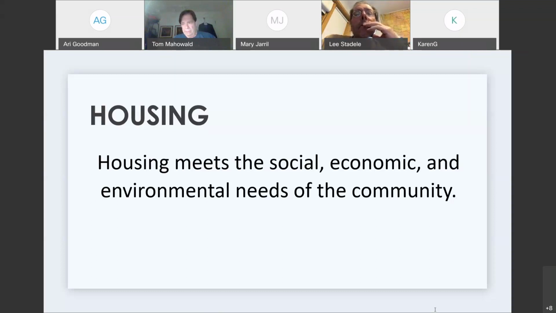Okay, does anybody else want to weigh in on this statement, or are we feeling like it's good to go? I think it works. I think it's good, and I can see the affordable part as being part of the economic statement. So, two thumbs up.